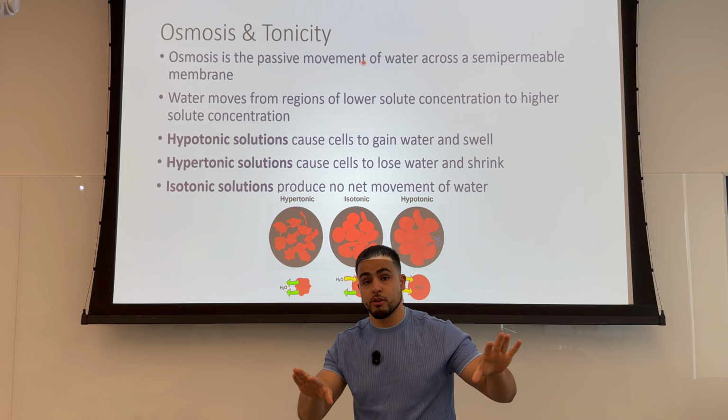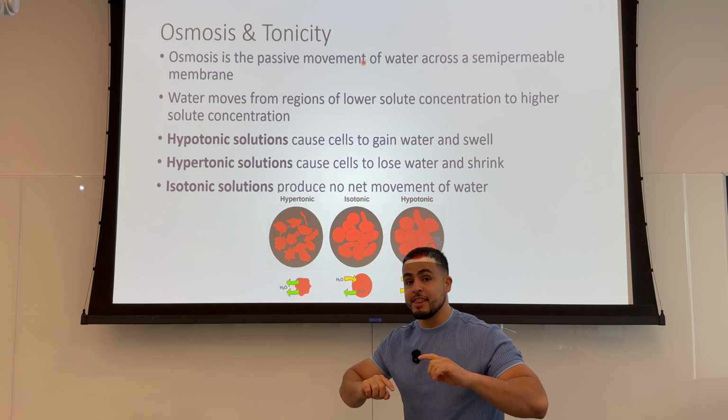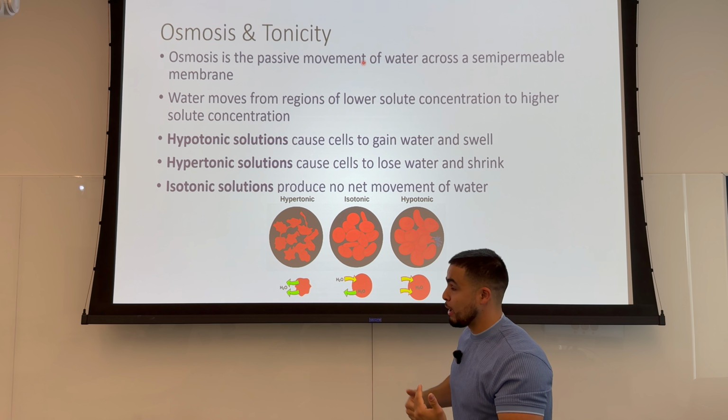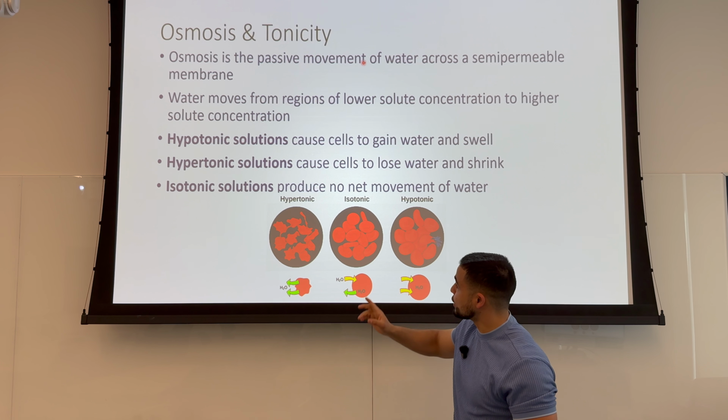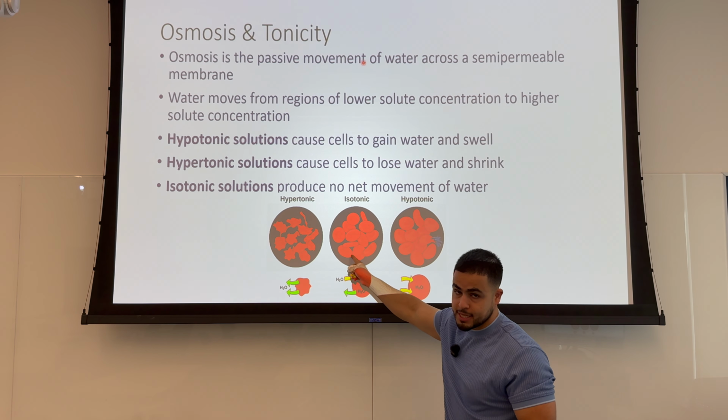In an isotonic solution, it's not that you're not going to have any water movement. You're still going to have water flowing in and out of the cell. However, the net effect is zero. So the amount of water that flows into the cell will flow out. And that's because the concentrations are equal in solution and inside the cell.